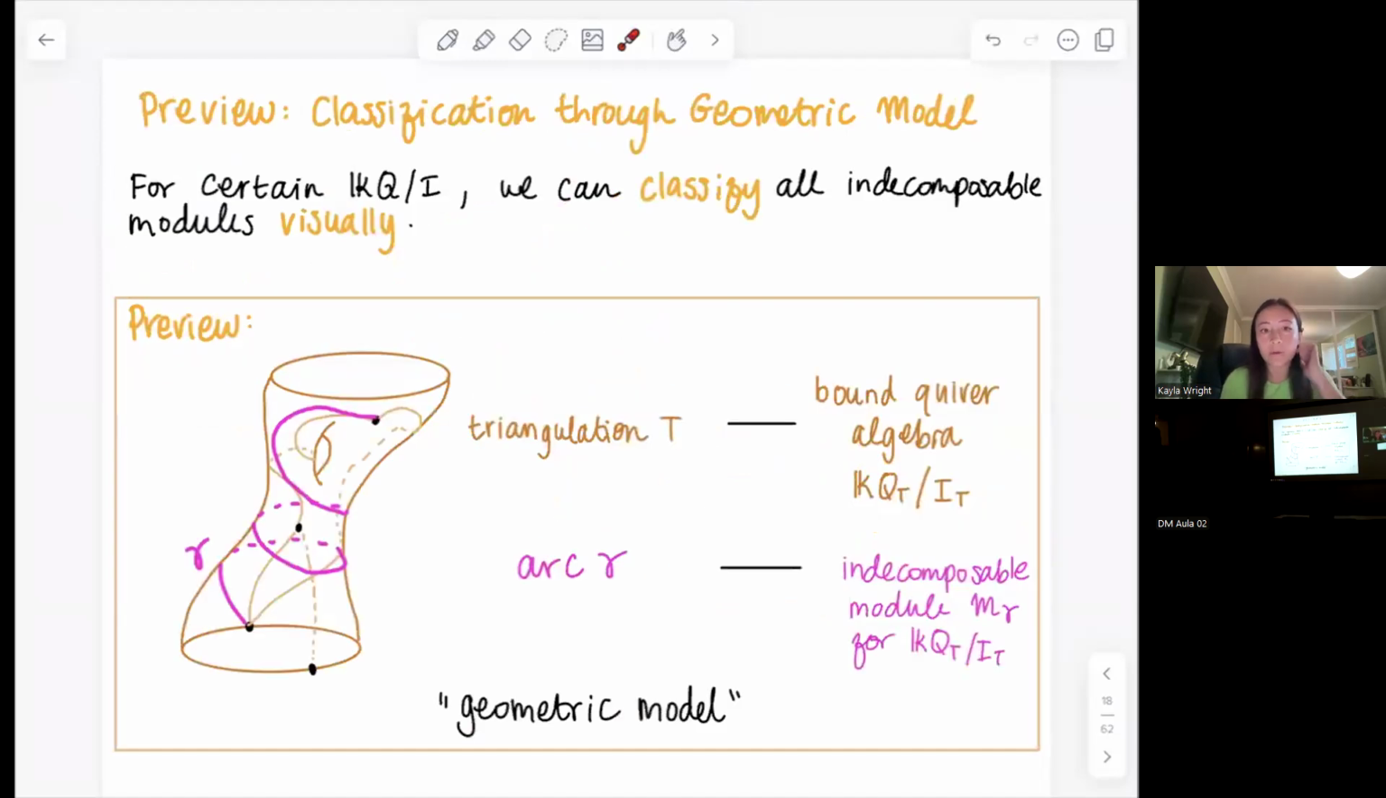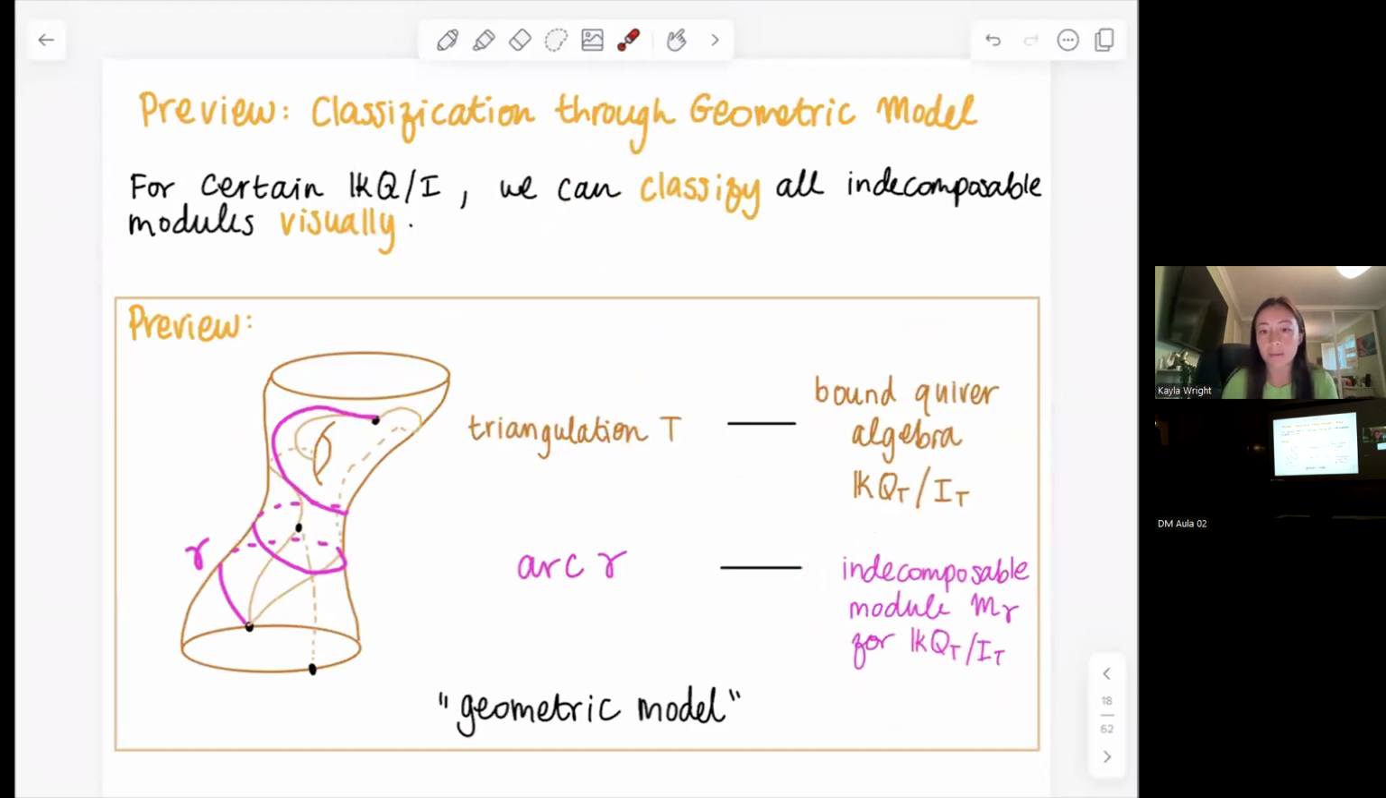So here's a preview of the result that we're going to try to get at for these semilinear locally gentle algebras. For certain KQ mod I, you can classify all the indecomposable modules visually, and there has been a school of people who have thought about these sorts of things, and it's very beautiful work in my opinion. The preview is we have some algebraic objects over here.